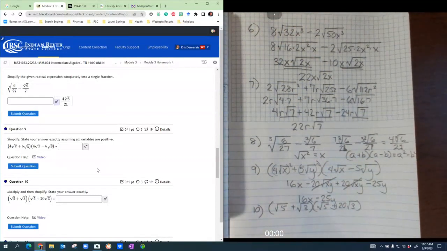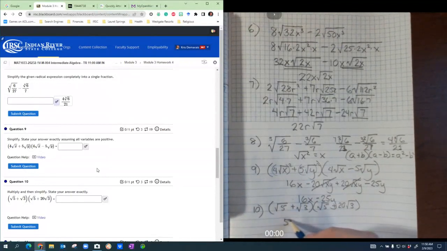Now these are not the same. This has a 20, this is 11. Also, these are not different squares anyway. So now we got 5 times 5, they're both in radicals, so it's going to become 5.